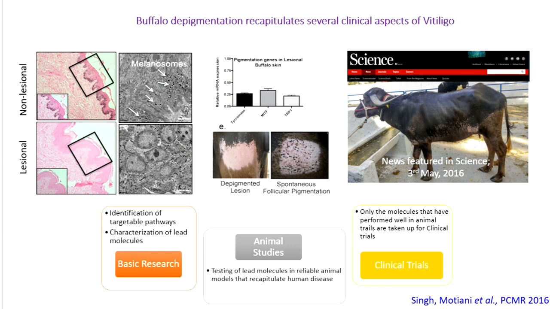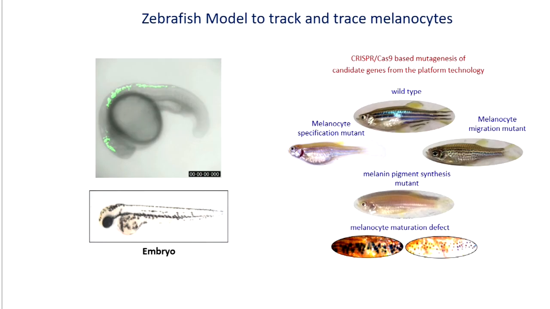To reach the conclusion, because we are out of time, I'm done. This is essentially work where we have looked at the spontaneous repigmentation model in buffalo as a good model for vitiligo. Many of the clinical features seen in subjects are recapitulated in this. We also study zebrafish as a model, where we can look at melanocyte-specific changes.